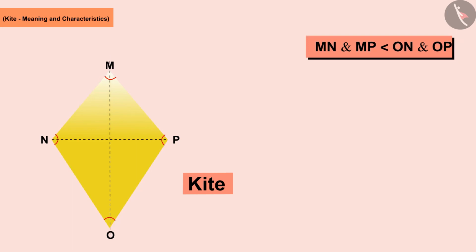This kite has 2 diagonals MO and NP. The 2 diagonals intersect each other at a point X. Let us discuss these.